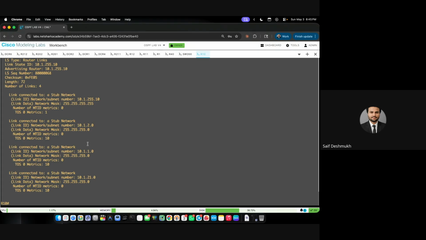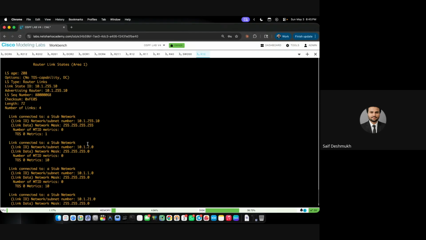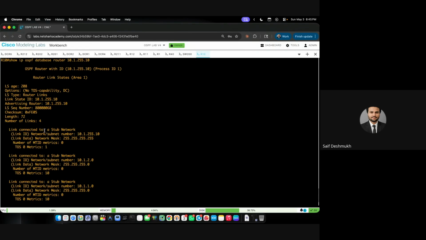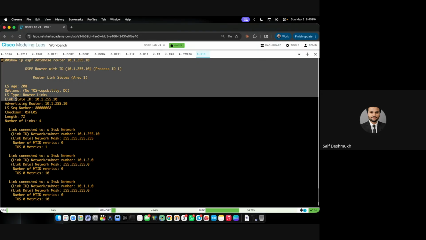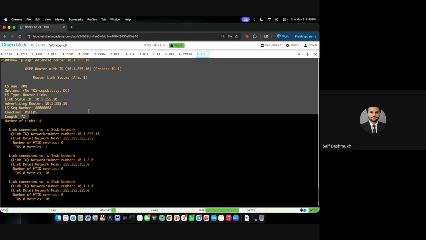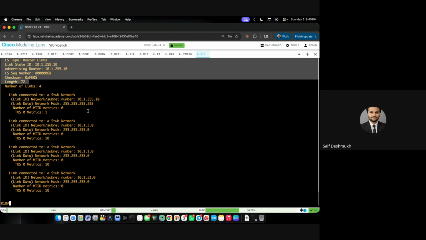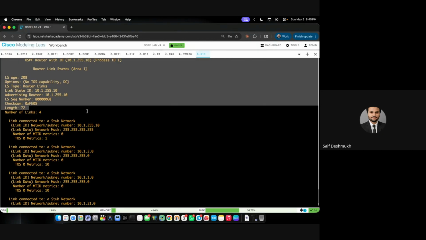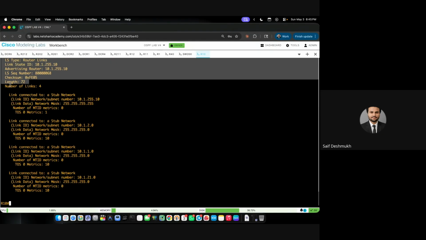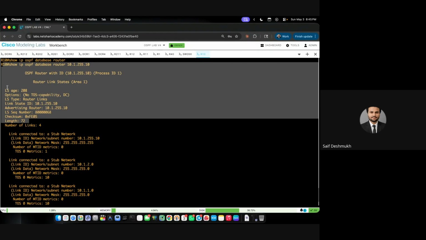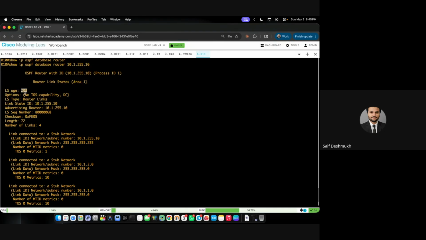What is considered as header? What you see inside of those DBD packets in the exchange state is only this much information, until here. Not even, I guess, the number of links is included. You can check the packet. Until this, this is inside of the DBD packet. Do you see what else we got? We have the LSA age, which means it was generated 208 seconds ago. We have options. I explained the options field also, right?